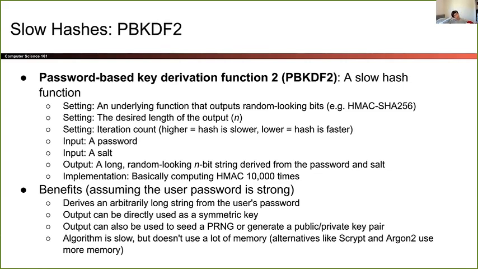This algorithm is slow, but it doesn't use a lot of memory. So this is really good for devices that might not have a lot of memory, but have some amount of compute power and can compute this hash. There are alternatives to this, like scrypt and Argon2. Argon2 is actually something you'll use in Project 2. But those algorithms are intentionally designed such that you need a lot of memory to actually be able to compute the result. That's just to force the attacker to consume even more resources than before.